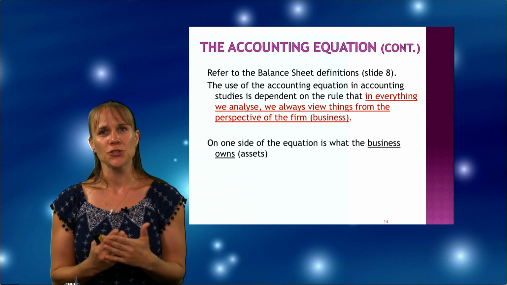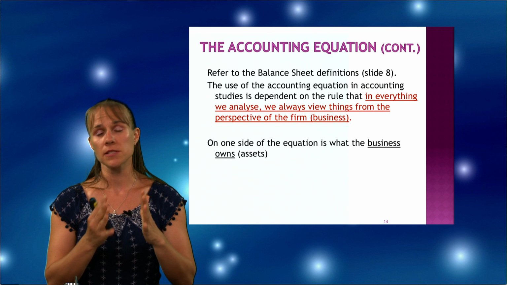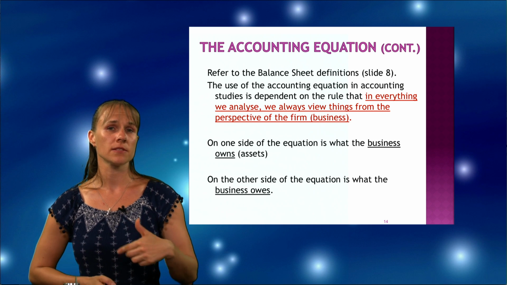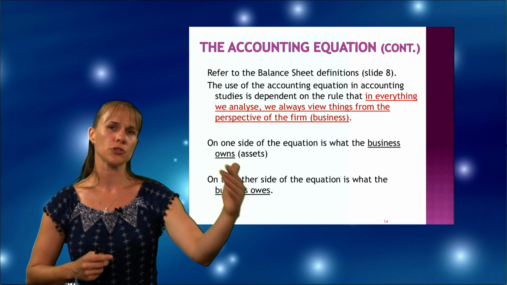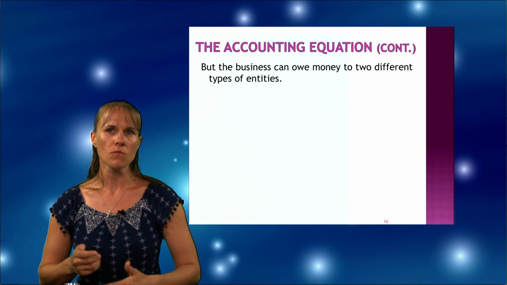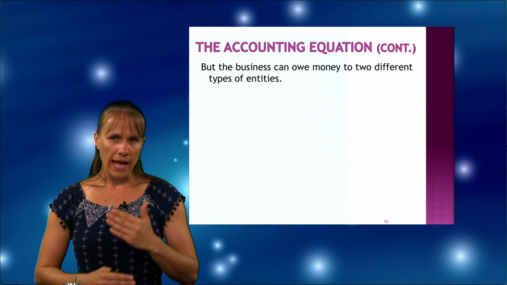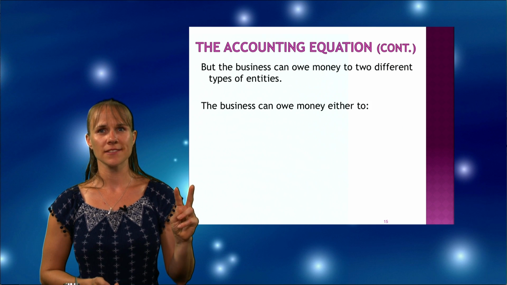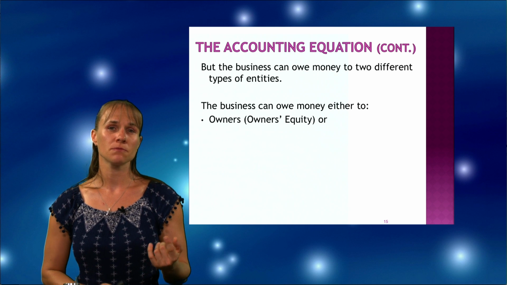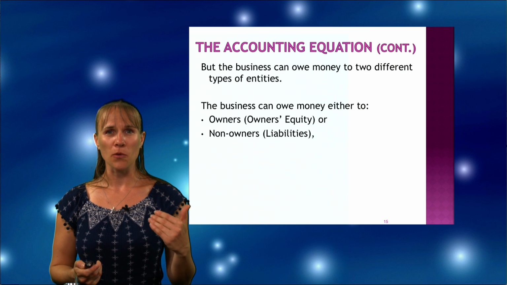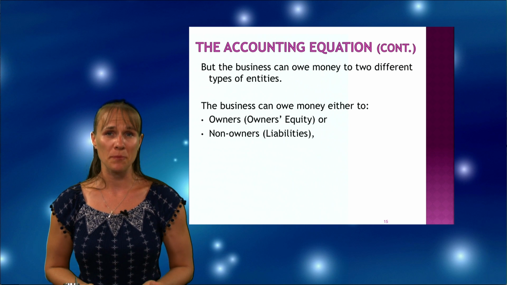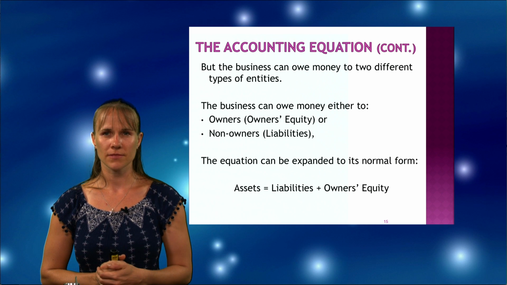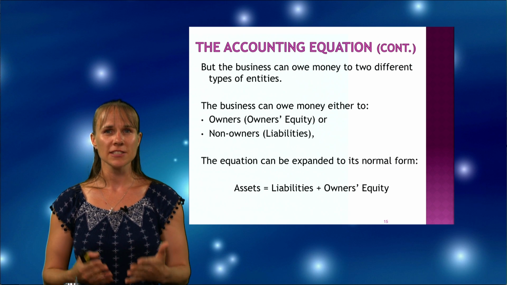So coming back to our equation, on one side of the equation we have what the business owns, and that's our assets. On the other side of the equation is what the business owes, in what we're due to pay outside parties. With our money that we owe though, we can owe it to 2 different types of entities. So we can owe money to our owners, which forms our owner's equity, or we can owe it to our non-owners, so they form our liabilities. So our equation can be expanded into its normal form: assets equals liabilities plus owner's equity.